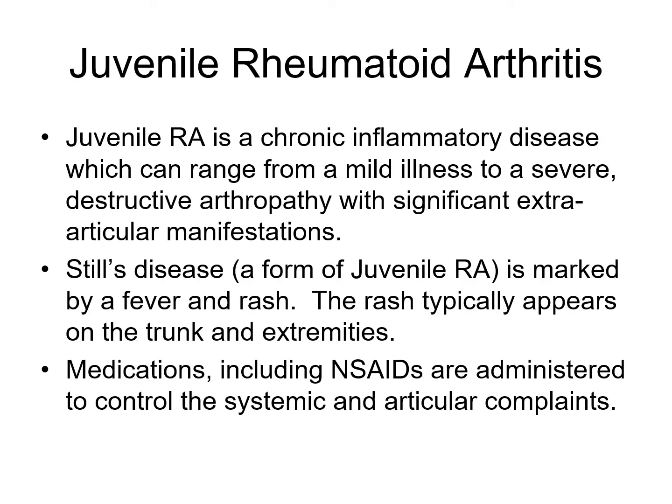Juvenile rheumatoid arthritis is a chronic inflammatory disease which can range from a mild illness to a severe destructive arthropathy with significant extra-articular manifestations. So unfortunately, we often see children afflicted by this condition becoming wheelchair-bound, non-ambulatory, and hopefully they can ambulate with assistive devices. Still's disease is a form of juvenile rheumatoid arthritis characterized by a fever and a rash. The rash typically appears on the trunk and extremities. Medications, including non-steroidal anti-inflammatories, are administered to control the systemic and joint complaints.